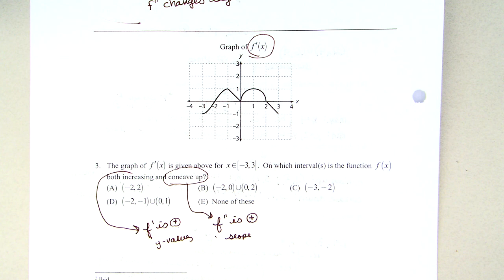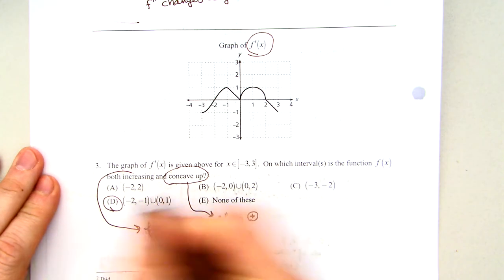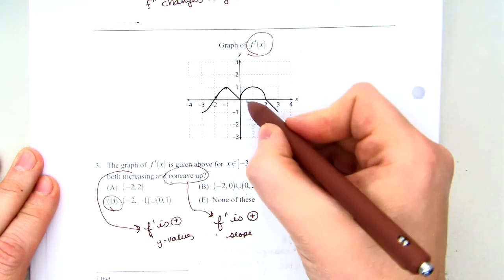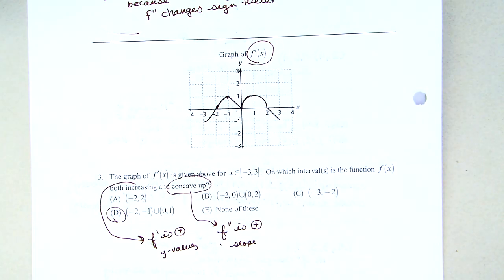What do you think for the answer? I'm going to count to 3, and you're going to say a letter. 1, 2, 3. D. Oh, I like that. Because between -2 and -1, positive y values and positive slope. We are going to do way more of this next time. You don't have any homework on this part yet. The homework is just on the second derivative test.